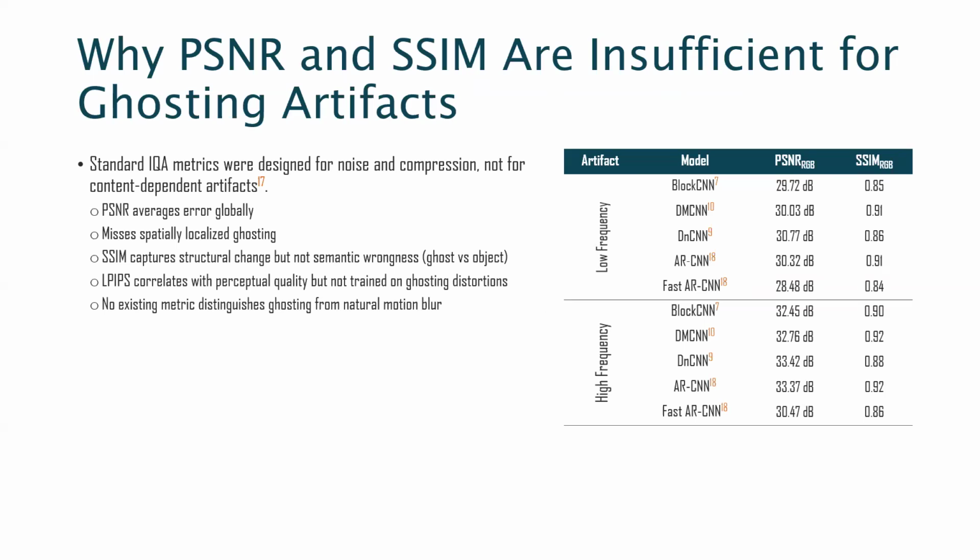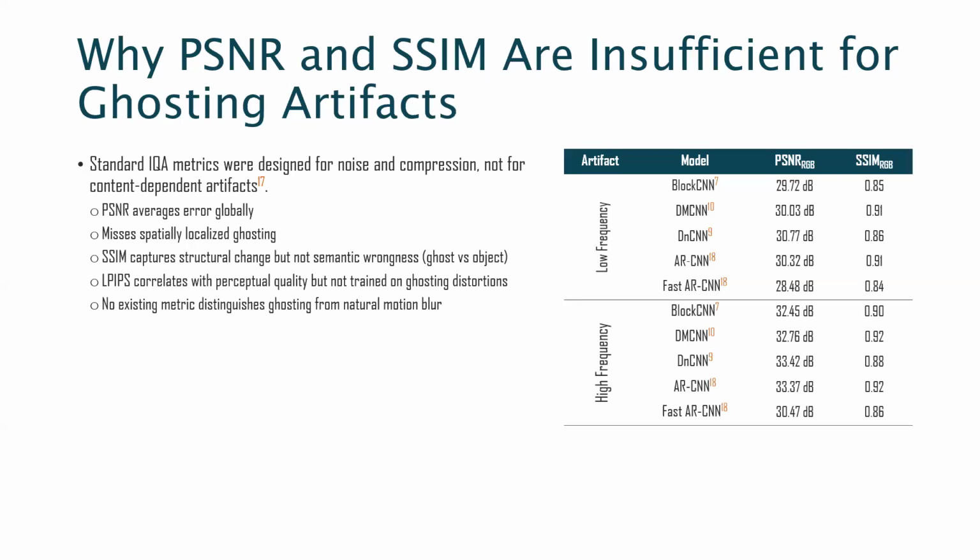SSIM captures on the basis of structural integrity. They do not focus on the semantic wrongness that has occurred. Whether it's a ghost or an object, it matches how much pixel similarity there is between the original and the denoised images. While LPIPS correlates with the perceptual quality of the image, it is not trained on ghosting distortion. It can always tell you that the image has an LPIPS of that much, but if it is a ghosting artifact, it might be low frequency, in which you can see a lot of lines and patterns that are very, very subtle.